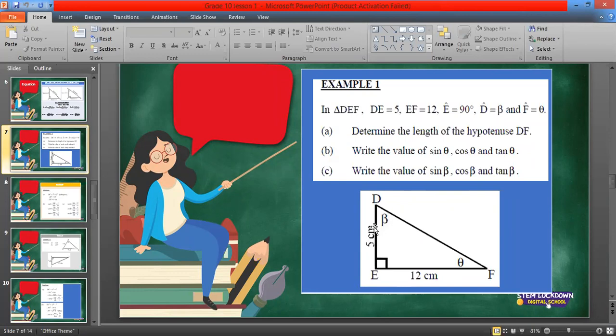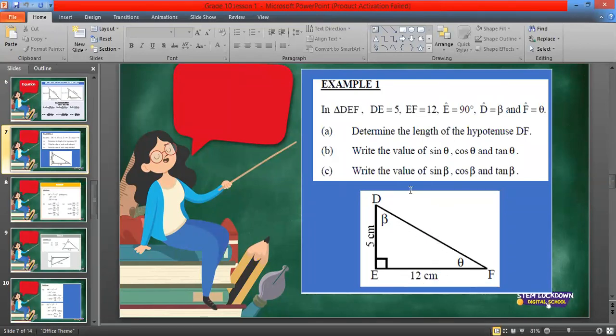If this is beta, automatically here will be our opposite side. So EF will be our opposite side, because now we're talking about this angle here. This will be our adjacent side, and this will be our hypotenuse. To find sine beta, from SOHCAHTOA, S-O-H means opposite over hypotenuse. Opposite will be 12 and hypotenuse will be 13.